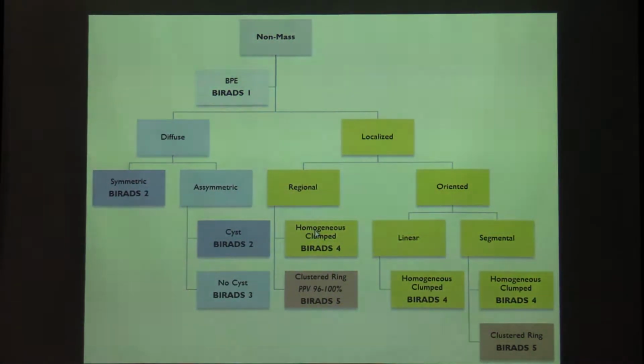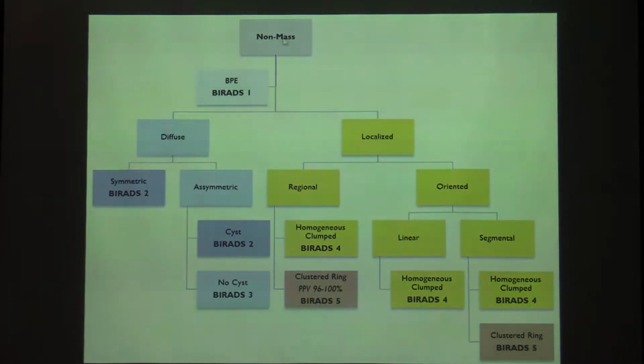Then you look at the internal enhancement. It could be homogeneous or clump. So if it's the case, this is BI-RADS 4. And if there is a clustered ring, the positive predictive value is more than 96%, as you can see. So this is BI-RADS 5.